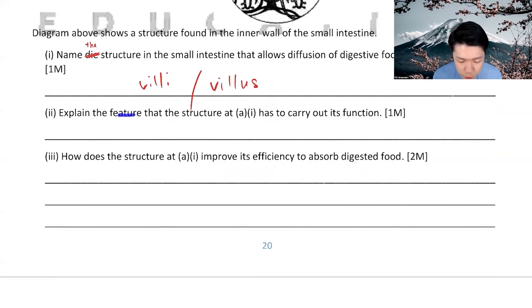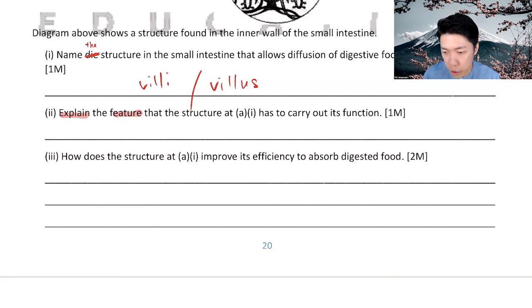Explain the feature in A1 so that it can carry out its function. That's a lot of features, though. Maybe we can go for the one cell thick. I think that's a very good answer. One cell thick, so you can absorb food faster. Well, because the word says explain, you can't just write one cell thick. You must explain one cell thick. Then what's so good about it? Oh, one cell thick can absorb food faster. Okay, can.